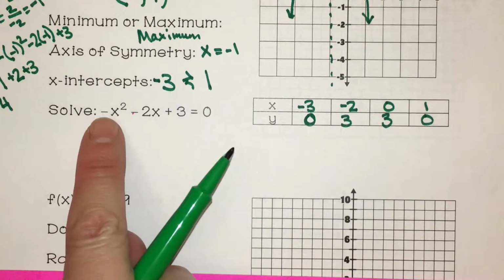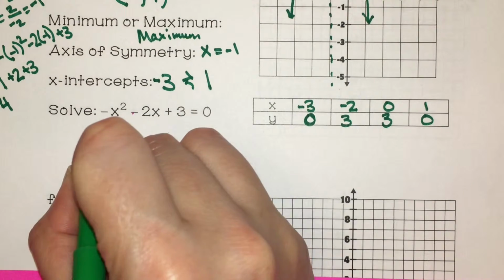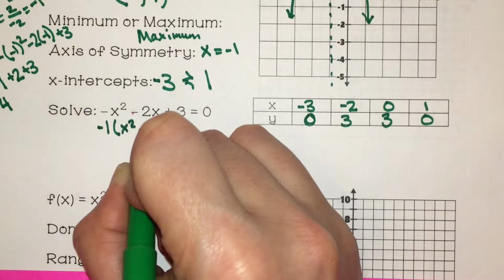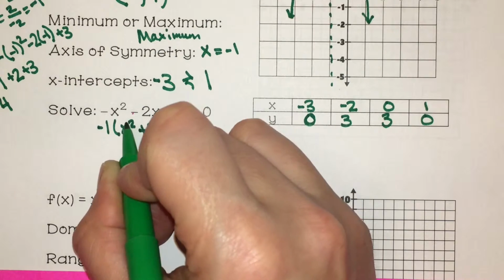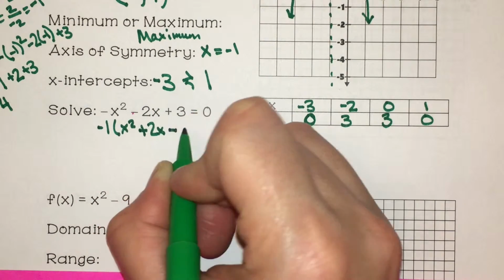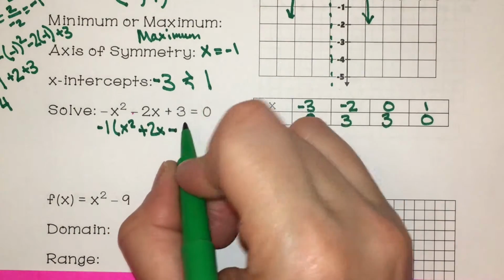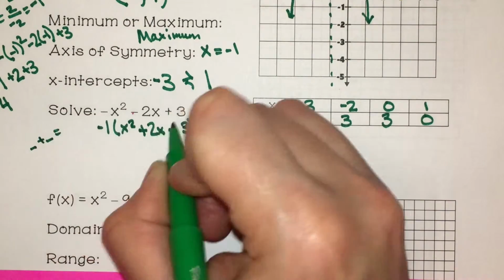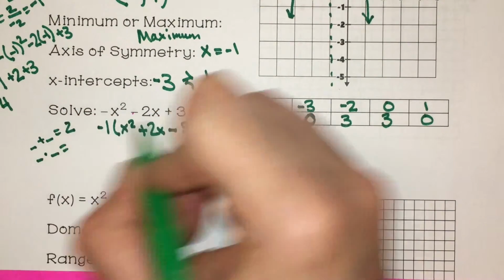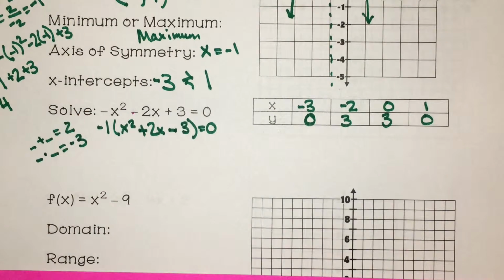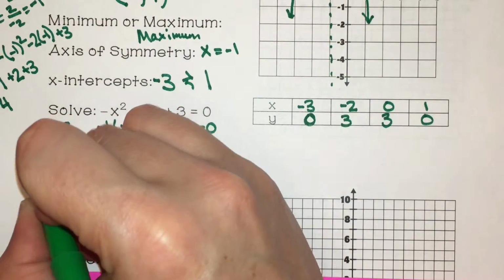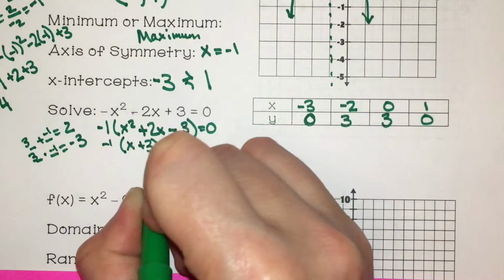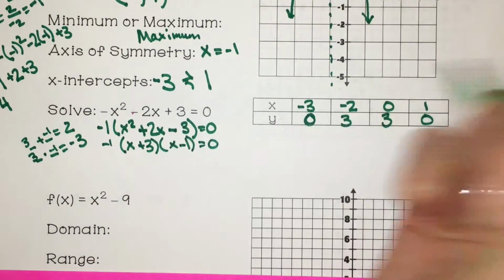I don't want my x squared value negative, so I'm just going to factor out negative 1. And I get x squared, factor out that negative, and it's positive 2x. If I factored out a negative, my positive is now negative because a negative times a negative gives me a positive, equals 0. Okay, now I can figure out what can I add together to equal 2, what can I multiply together to equal negative 3. So in this case, we have 3 and negative 1. So this factors to x plus 3 times x minus 1 equals 0.